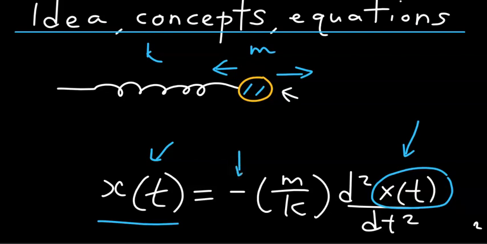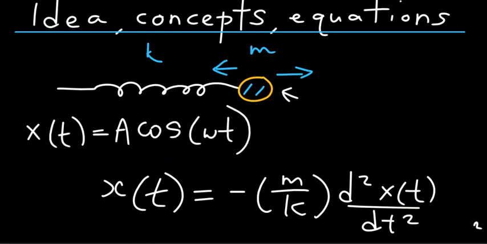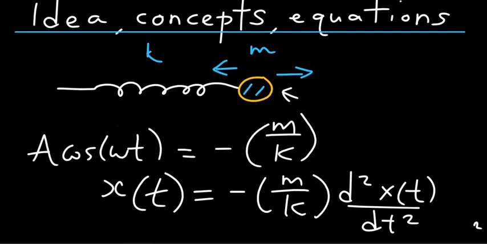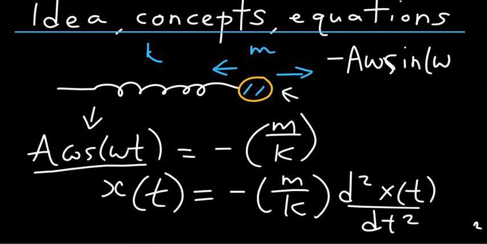Now, there are only 2 candidates. The first candidate is the cosine function. Let's substitute this into this equation and see what happens. The left-hand side is substituted for x. Differentiating this function the first time with respect to t will give you minus a omega sine omega t.